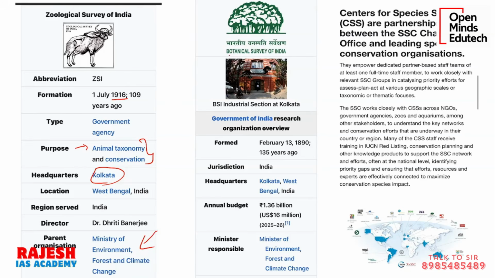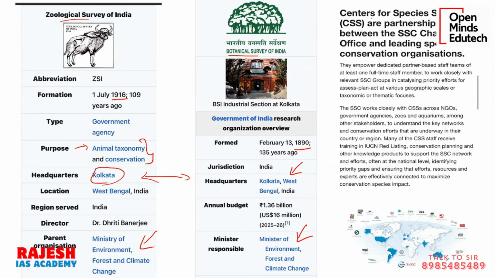Now come to the Botanical Survey of India. This is Zoological Survey of India. This is Botanical Survey of India. It was established in 1890. It is also in Calcutta, West Bengal. Both are the same. Headquarters of both are the same. And it is also under Ministry of Environment and Climate Change.